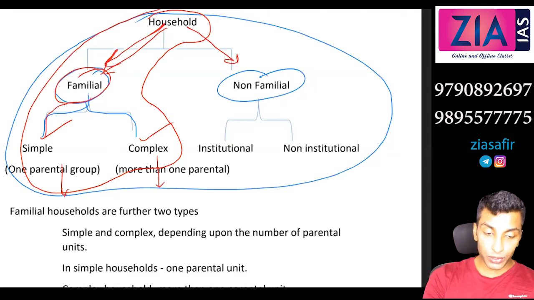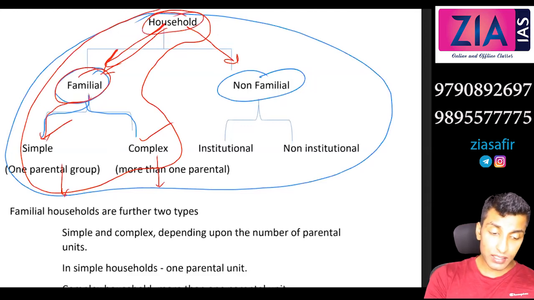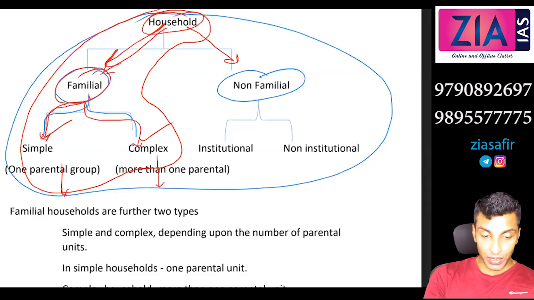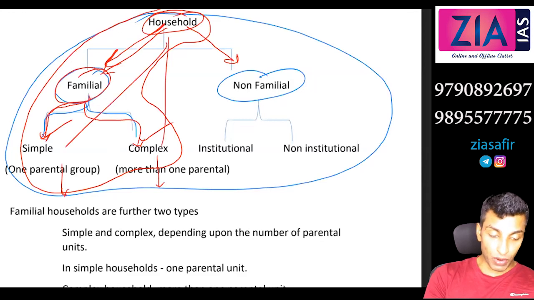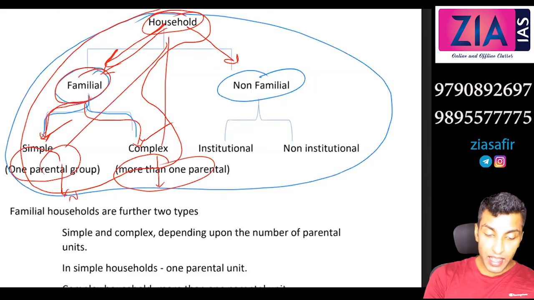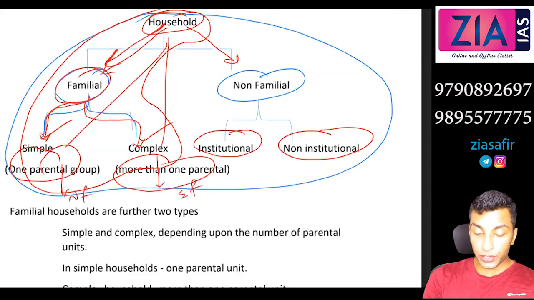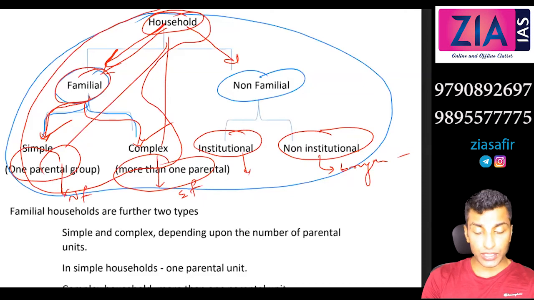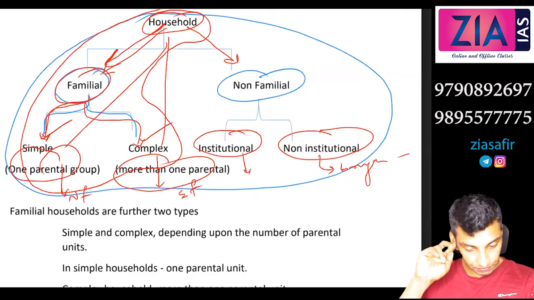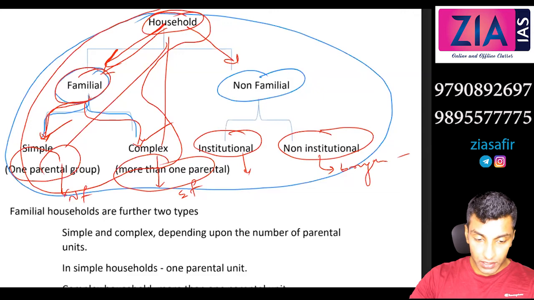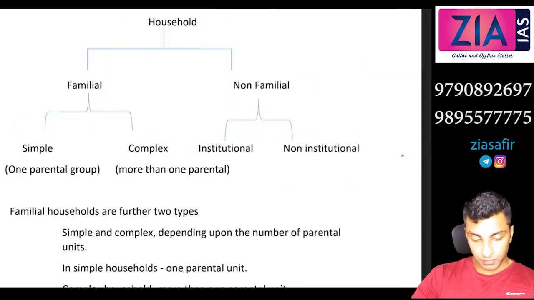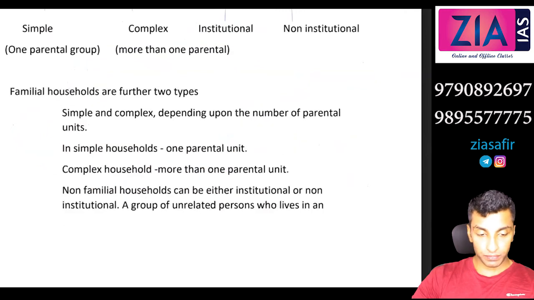Family is further divided into, now forget about household, you can say family, simple, complex, or simple household, complex household. One parental group, more than one parental group. Or in terms of family, nuclear family, extended family. Institutional, non-institutional. Non-institutional means bridges, okay, pipes, etc. Institutional, hotels, hostels, jails, etc. Okay, are we okay with this household concept? Yes, sir. Okay.